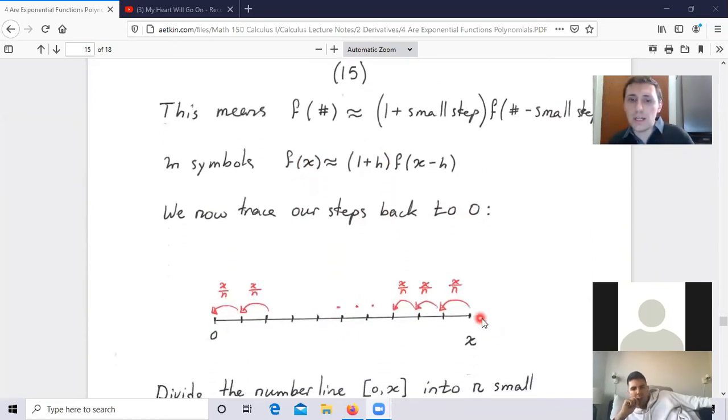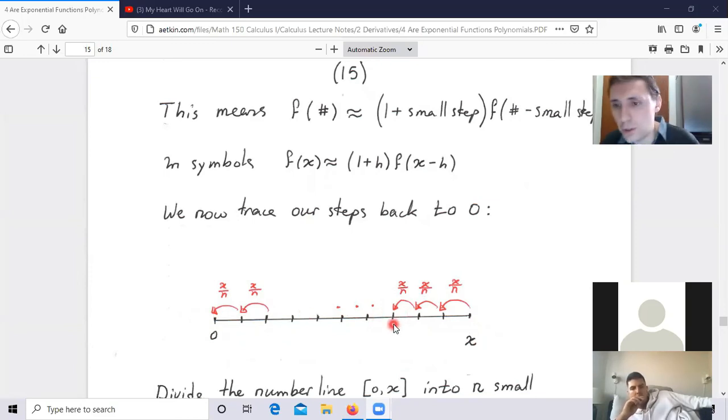So what I do is I divide the interval from zero to x into a million steps. So x over n is supposed to be a tiny step. The bigger the n, the smaller is the step, yes? And I'm going to walk backwards to zero. And that's how I'm going to figure out this limit. Are you up with me?